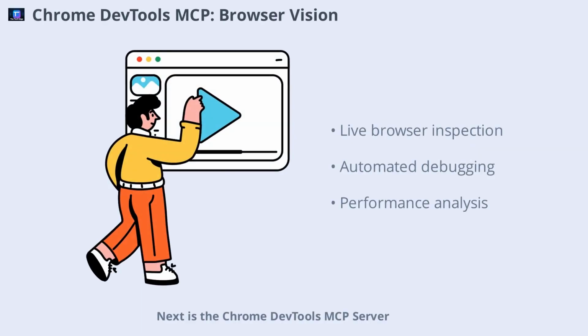Next is the Chrome DevTools MCP server, which gives your AI agent real browser vision. This server connects to a running Chrome instance, allowing the AI to inspect the DOM, step through console logs, watch network requests, and automate browser interactions. It's a game changer for debugging and testing, letting your AI see and interact with live web pages. No more coding in the dark now. Your AI can verify code changes, analyze performance, and fix visual bugs based on real browser data. Perfect for web developers and performance optimization teams.